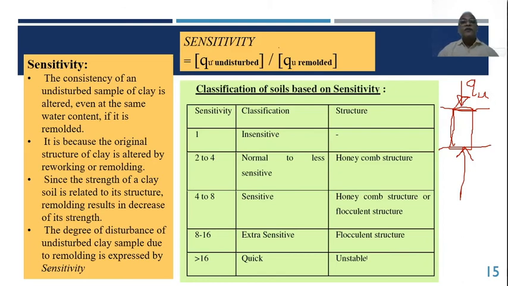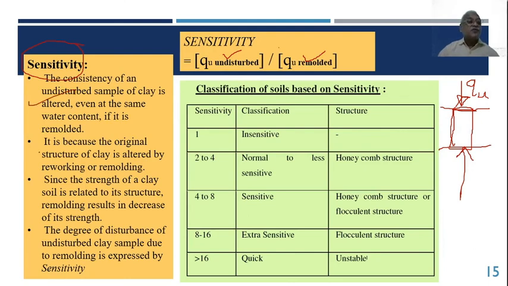Now look at that: without disturbance, if you test, it is in the numerator. With disturbing the soil sample and remolding it to the same density and water content, it is in the denominator. And this ratio goes to a value of 1 and more than 16 also. Interesting, right? When it is recompacted to the same density and water content, it loses its strength. That is what is sensitivity, right? The degree of disturbance of an undisturbed clay sample due to remolding is expressed by sensitivity. It is a ratio of unconfined compressive strength before disturbance and after disturbance.